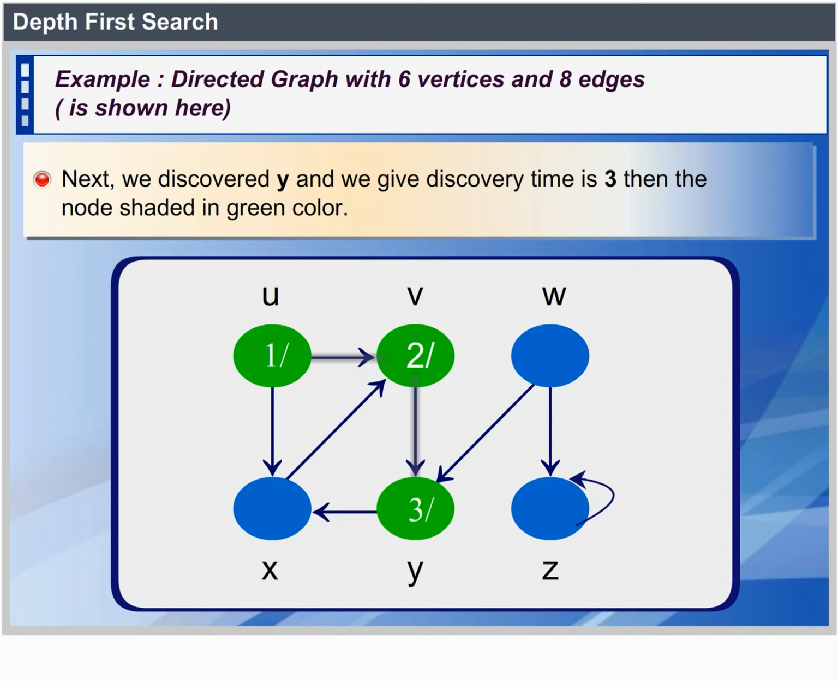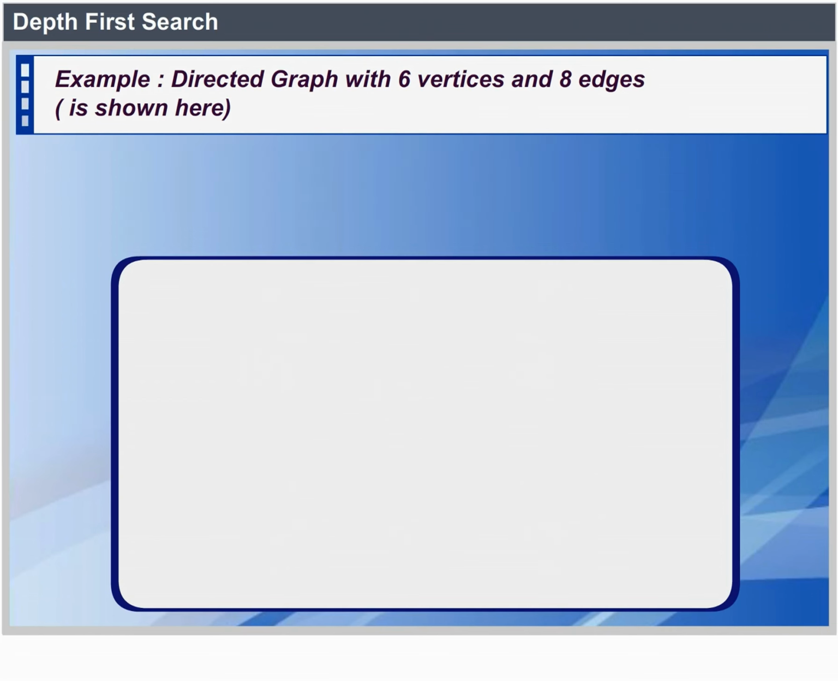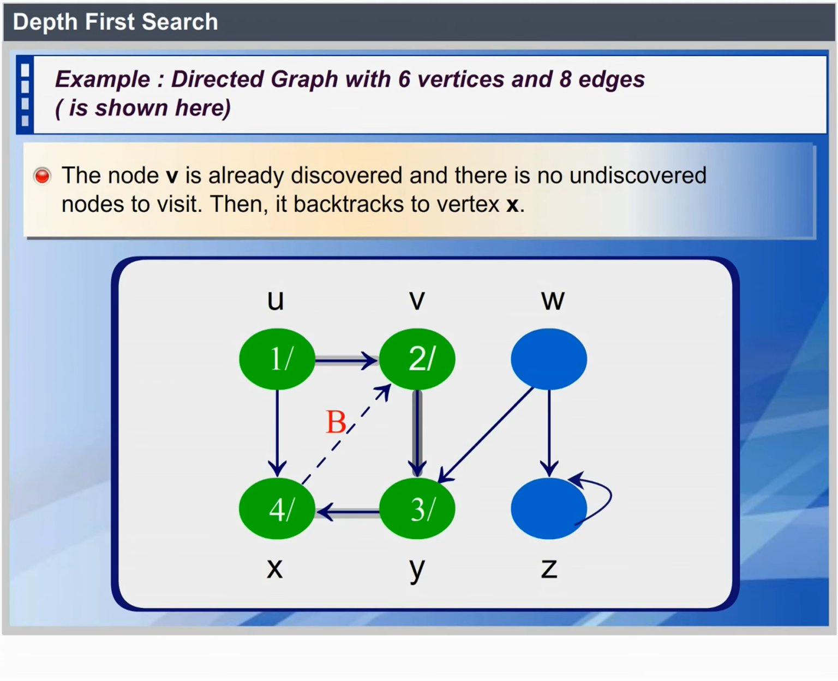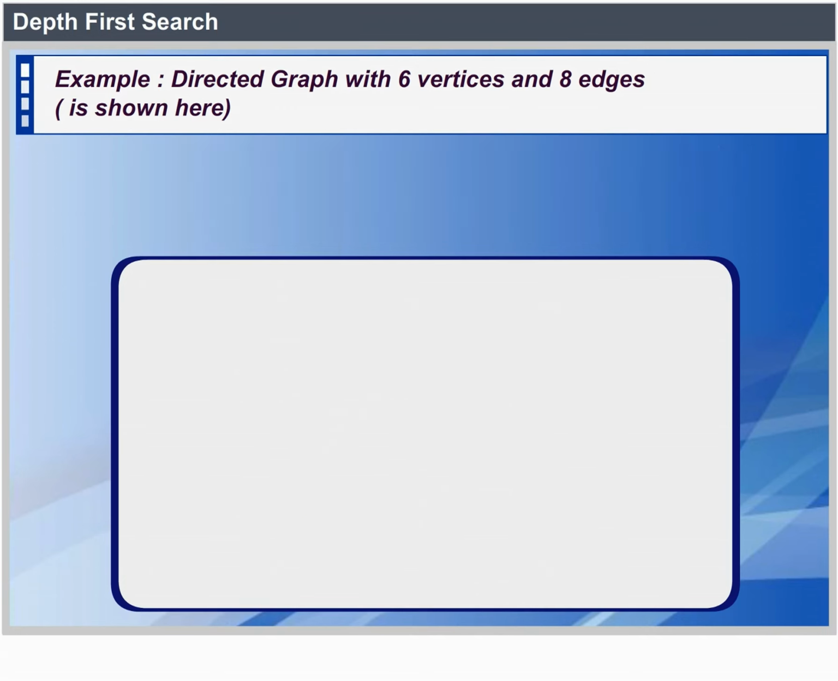The node y has only one edge, to x, so the next discovered node is x. Its discovery time is 4, and x is now shown in green. Then x has an edge to v. The node v is already discovered, and there are no undiscovered nodes to visit. Then it backtracks. Here, the node x gets a finish time of 5, so the node is blackened.